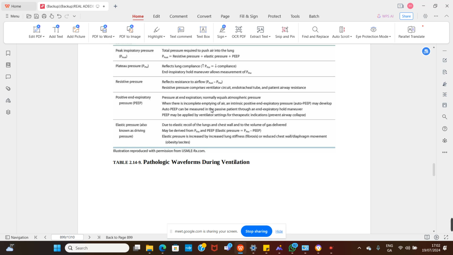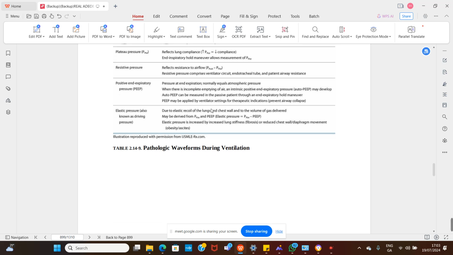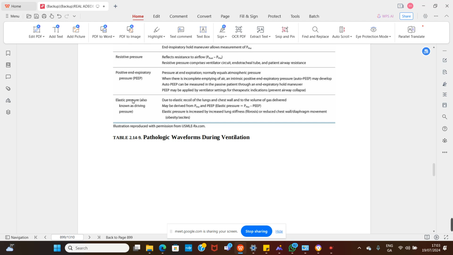It will increase. That PEEP that you are dealing with is called the intrinsic PEEP. So it's not the normal extrinsic PEEP. Okay, so that's what we call intrinsic PEEP. Yeah. So elastic pressure is due to the elastic recoil of the lung.